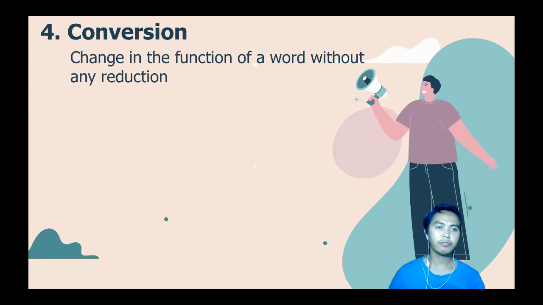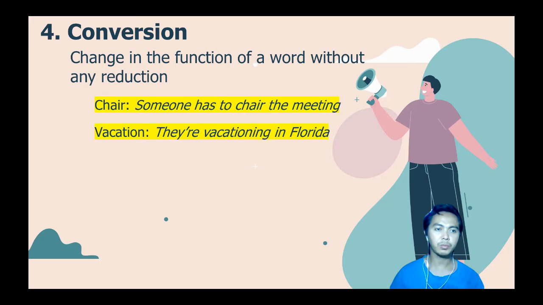The fourth type is conversion, in which you change the function of a word without any reduction. You just convert the part of speech of that word. For example, like chair, you can use it to refer to a noun, which is a place to sit, or you can use it as a verb. Someone has to chair the meeting, which is running or leading a meeting. Vacation, they are vacationing in Florida.